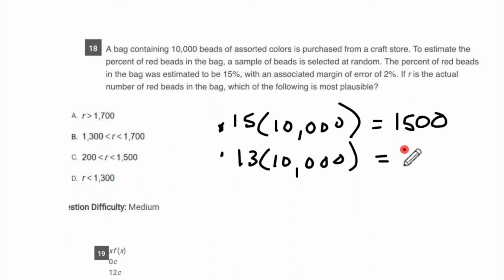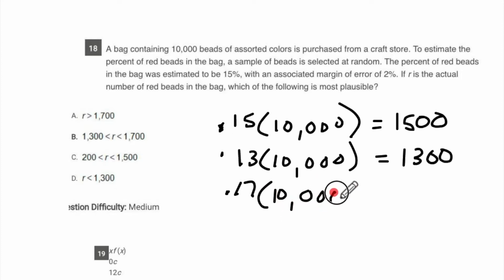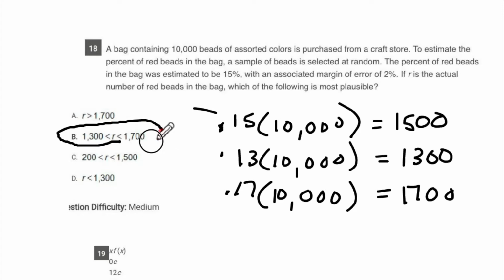And you can kind of see where we're going here. And then I did 2% more, which would be 17%. And that one would be 1,700. So you can see that this one is the middle one. With the margin of error, it's going to be between 1,300 and 1,700. Okay, that was a medium difficulty.